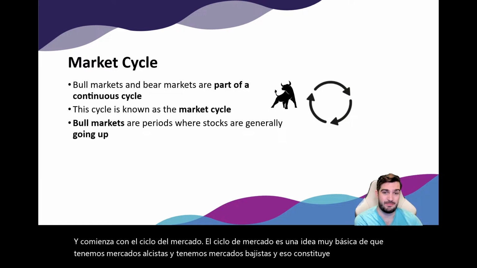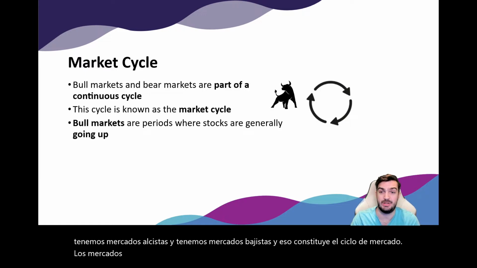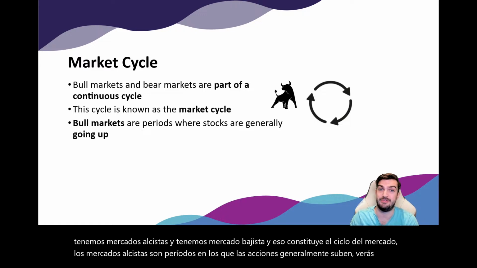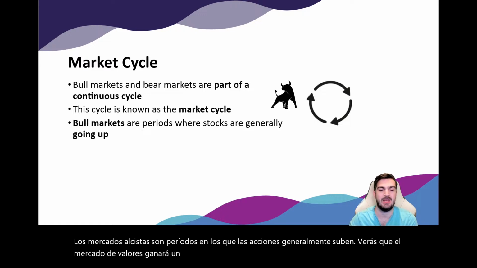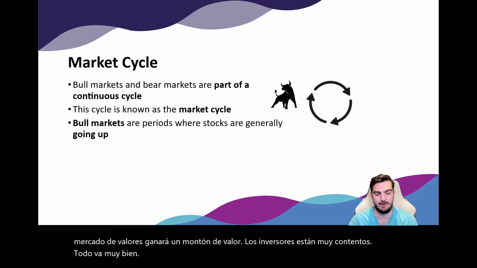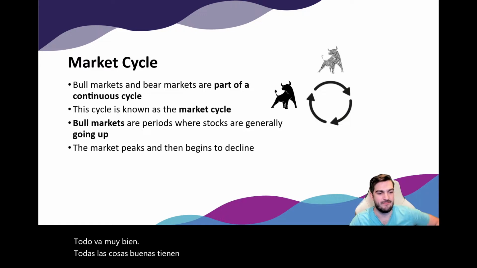Bull markets are periods where stocks are generally going up. You'll see that the stock market will gain a bunch of value. Investors are really happy. Everything's going great. All good things must come to an end, and eventually the market peaks, stops going up, and begins to decline.